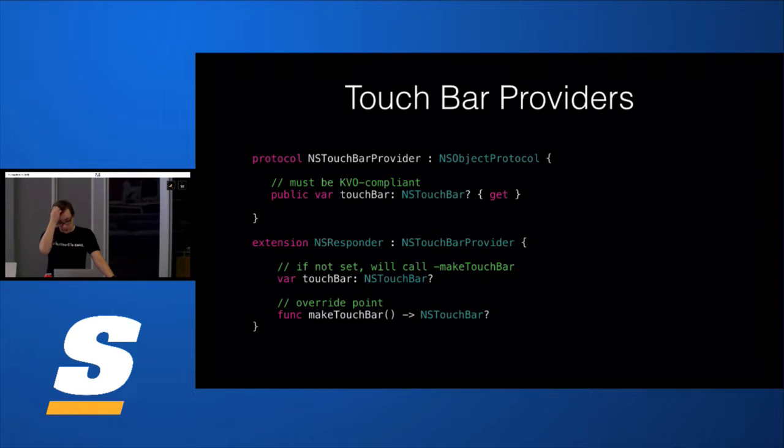Now every NSResponder in AppKit conforms to NSTouchBarProvider. So it declares a read-write touchBar property. You can set it yourself. IB will also set it if you use IB to configure it. And there's also this convenient override point for creating a touch bar lazily. So chances are in your Cocoa app you're going to have a lot of subclasses of NSResponder if you're subclassing NSView or NSViewController, WindowController, all those guys. So that's where you should be overriding and returning your touch bar instance.